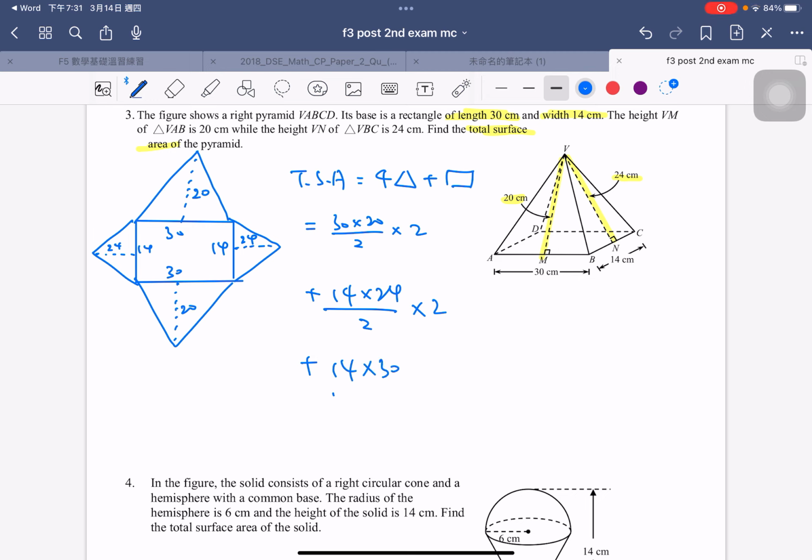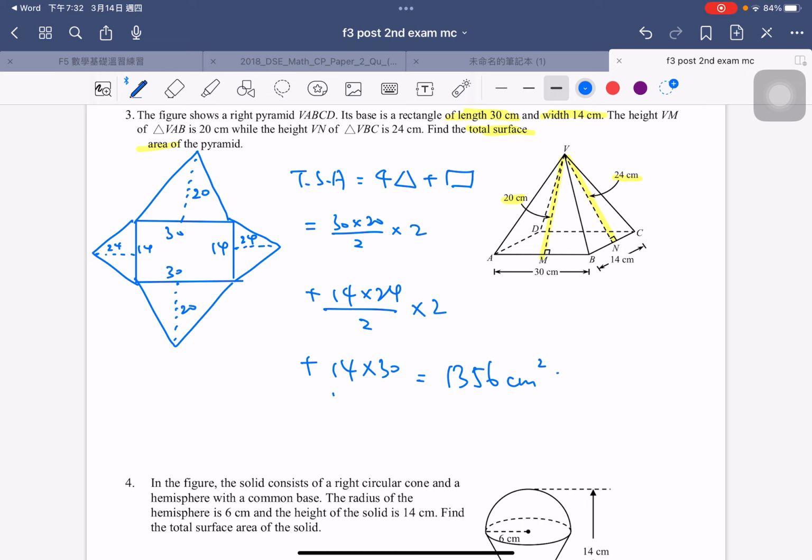So try to use your calculator to finish this. This is going to be 30 times 20 divided by 2, and then the times 2 cancels out with the divided by 2. So plus 14 times 24 plus 14 times 30. The final answer is going to give you 1356 cm squared.